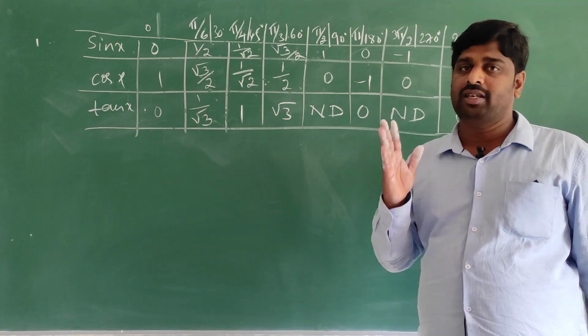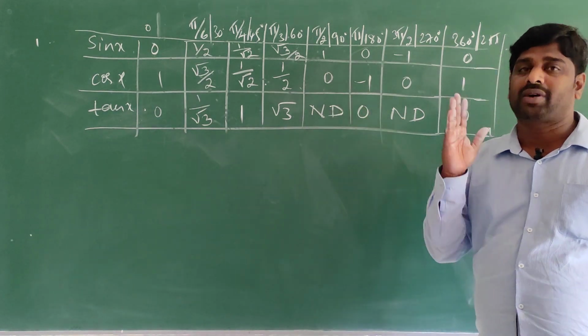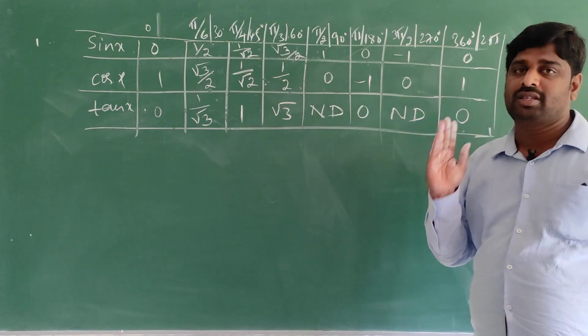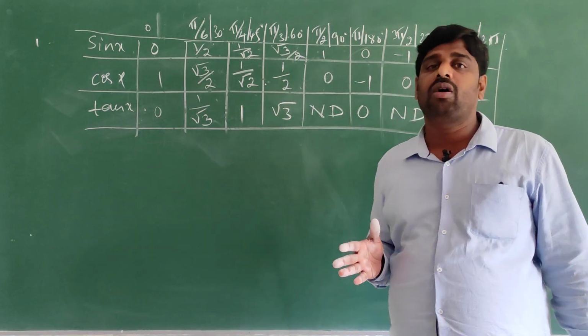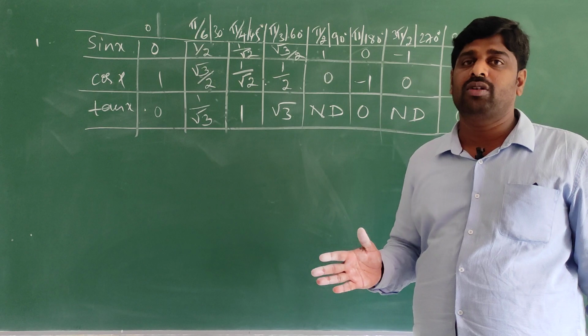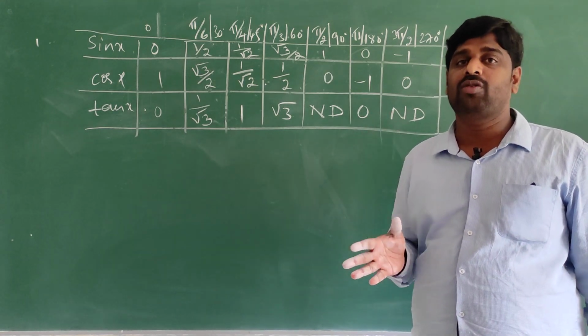Cos pi by 2 is 0. Cos pi is minus 1. Cos 3 pi by 2 is 0. Cos 2 pi is 1. And tan 0 is 0. Tan pi by 6 is 1 by root 3. Tan pi by 4 is 1. Tan pi by 3 is root 3.